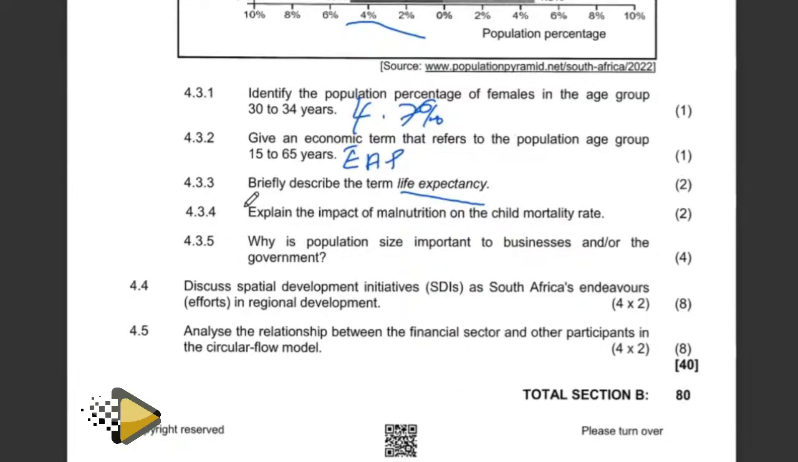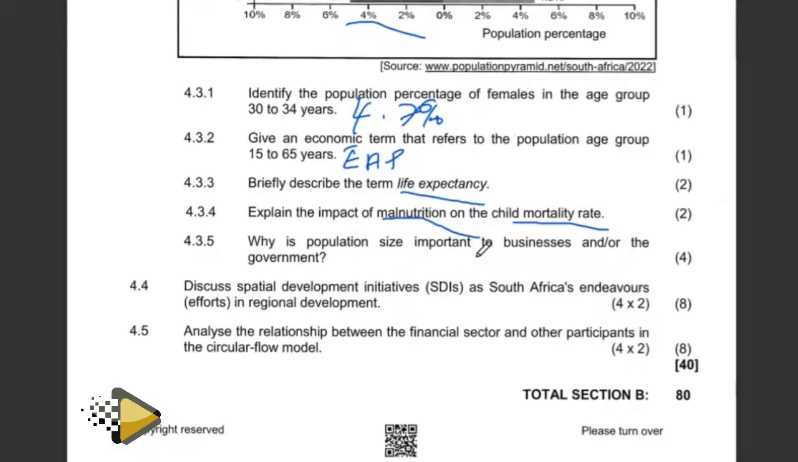Okay, now let's check 4.3.4. Explain the impact of malnutrition on the child mortality rate. The moment there is malnutrition, it means there's not a proper diet for those kids. So the higher the malnutrition rate, we are going to have a higher mortality rate. The moment we have a lot of kids not eating a balanced diet plate, that is going to cause higher percentages in terms of the mortality rate.